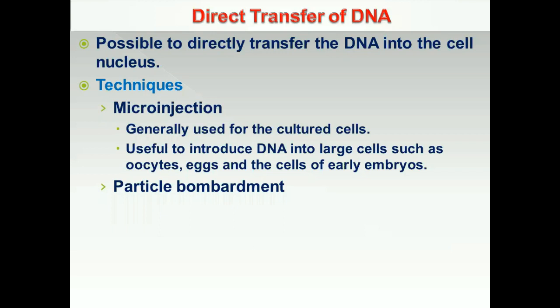Now the techniques involved here: microinjection, generally used for cultured cells, and it is useful to introduce DNA into large cells, where we have a large cell like oocytes, eggs, the cells of early embryos. That time we can go for microinjection, right? If we have it at a very small scale, that time we can go for the previous 5 methods, right? Transformation, transduction, conjugation, electroporation, or lipofection.